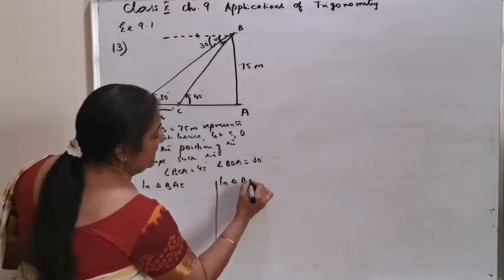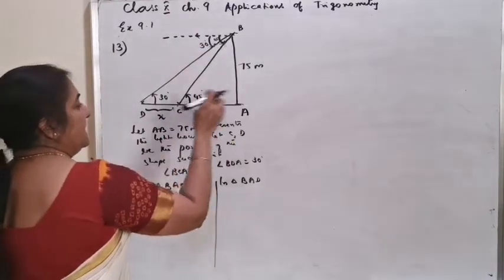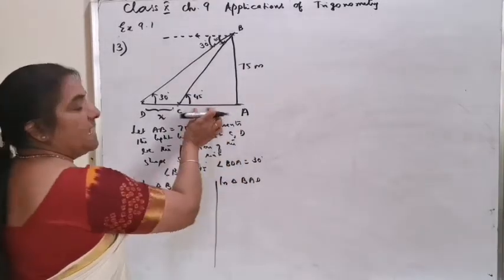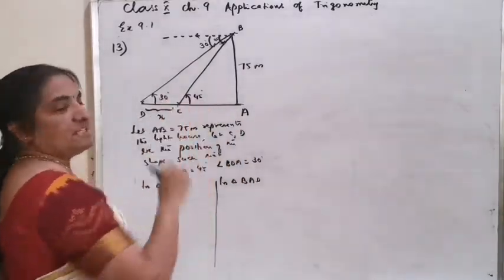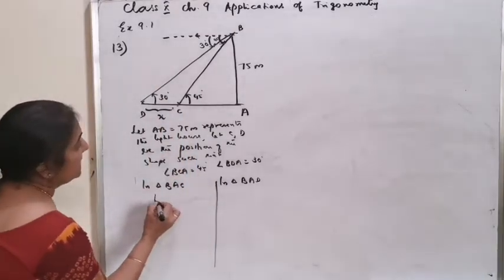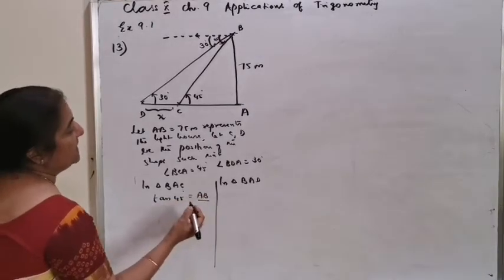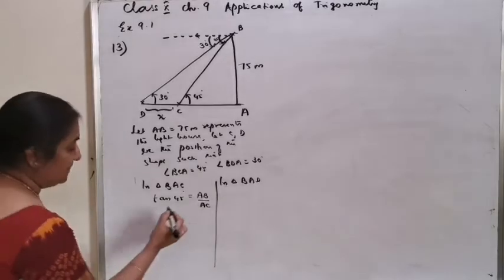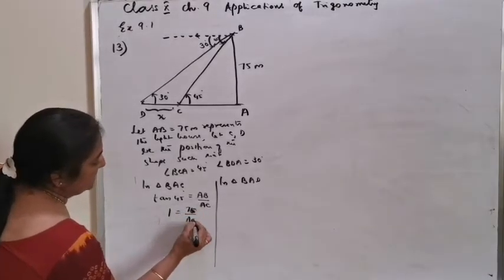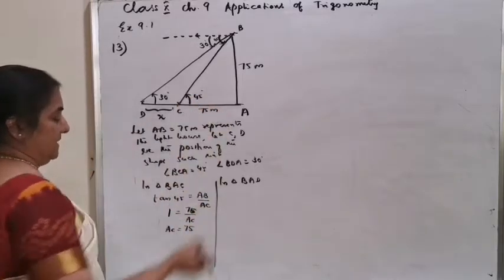The right triangle should be selected. And in triangle BAD, check the sides of the triangle. In triangle BAC, the measure of BA is known to you. AC has to be found out and the angle is given as 45 degree. So first to proceed with the triangle BAC. In triangle BAC, tan 45 is equal to, opposite side is AB, adjacent side is AC. 1 is equal to AB length is 75 by AC, or the value of AC is again 75 meter.